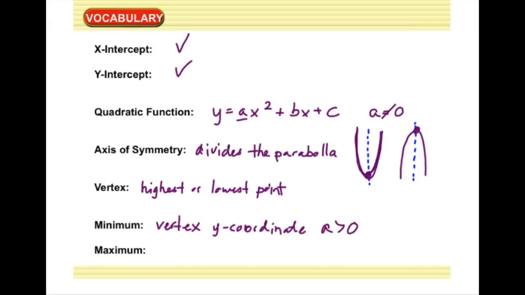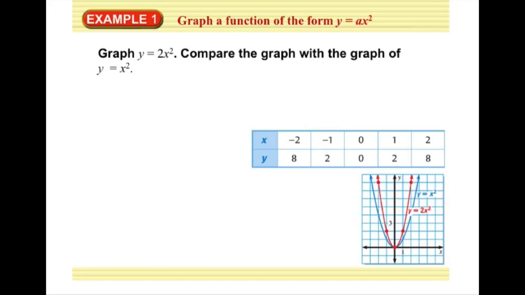If my parabola, my vertex on my y coordinate, has an a that is less than 0, or it's a negative a, my parabola is going to scoop downwards and it's going to have a maximum point, right? So minimum, a is positive, maximum, a is negative. You'll definitely be able to refer to these notes because I know that this is a lot to remember right off the bat.